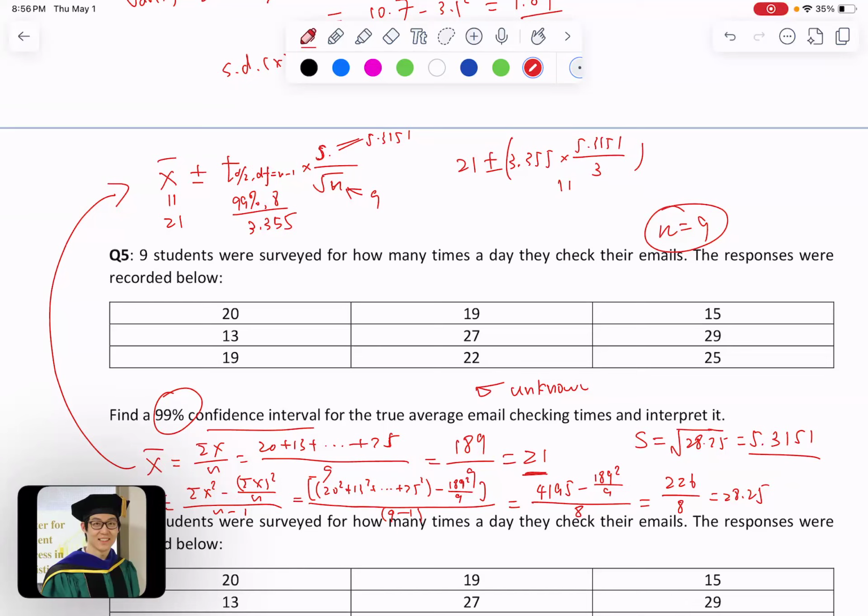So that gives us 5.9441, right? So we have 21 minus that to 21 plus that. Okay, so 21 minus 5.9441, so 15.0559 to 26.9441. So that's the 99% confidence interval.